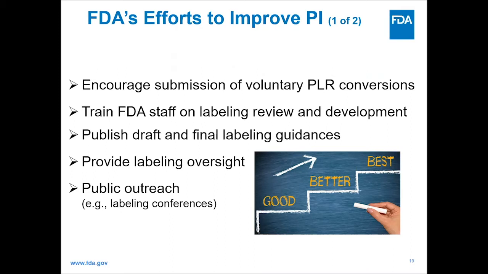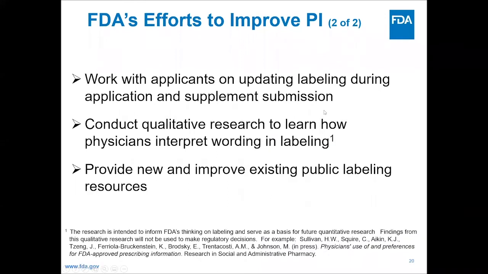We train staff on how to review and develop labeling. We also publish guidances, our current thinking about a labeling topic. We also look at labeling across the board. Are we being inconsistent? How can we be consistent? Do we need to develop a policy? Do we need to write a guidance to improve consistency? We also do public outreach about labeling. We work on this for a big part of our time. We work with application holders, drug companies, about updating labeling, about specific applications and supplements.